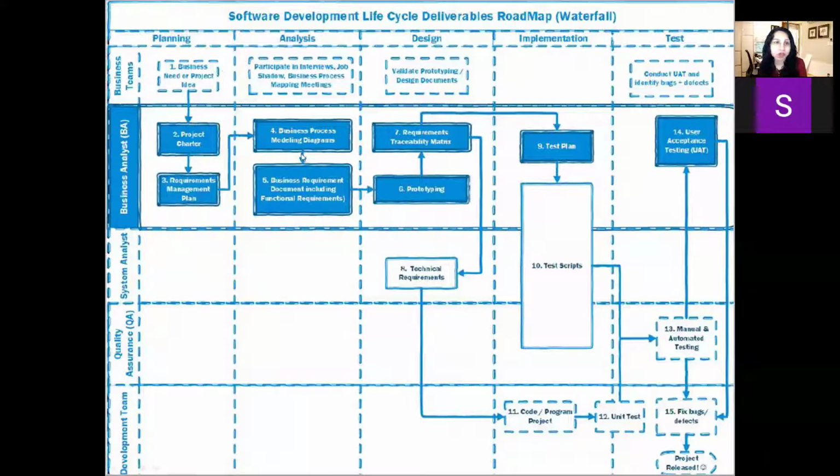After planning, we go into analysis, and this is where business analysts do business process modeling diagrams. These are workflow diagrams, and we use them to document our as-is and to-be workflows.